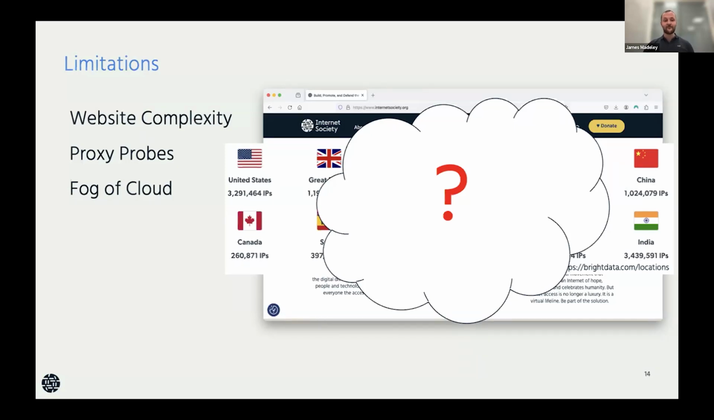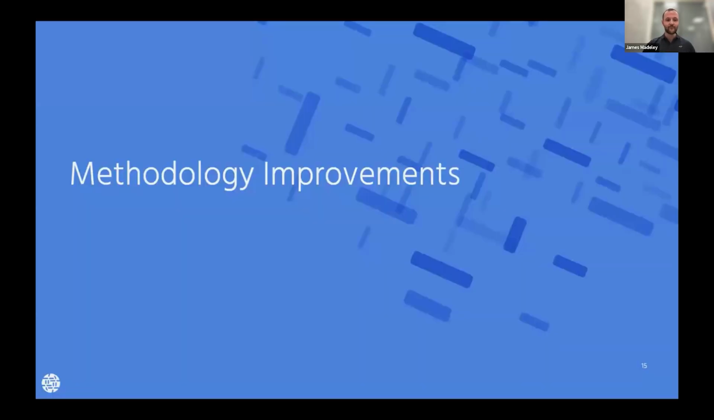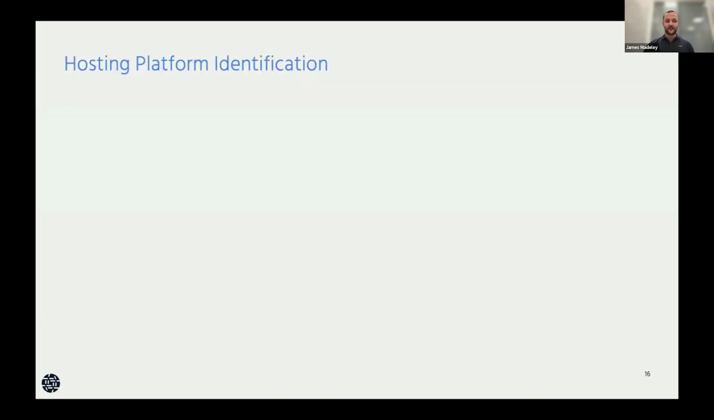However, we could overcome these issues with different proxy providers by scraping the website in more detail. And then also the cloud issue can be overcome with things like latency testing so that we can measure round trip times to verify the locations we've got. So what have we done to improve this methodology?